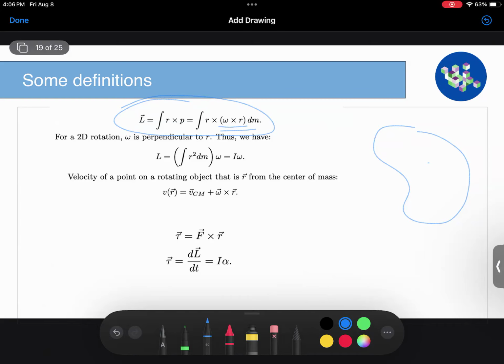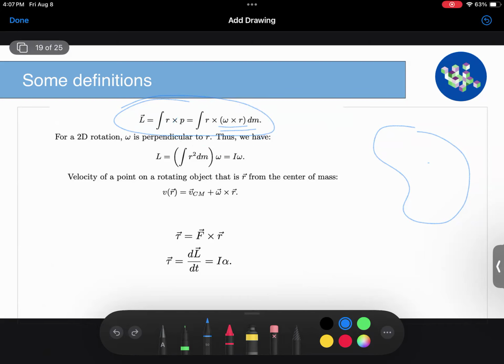Just be aware of what you define as your r. I think we went over it in the first class, but just use your intuition to find out whether it's r cross omega or omega cross r. But this is your integral, right? So r cross omega cross r times dm.